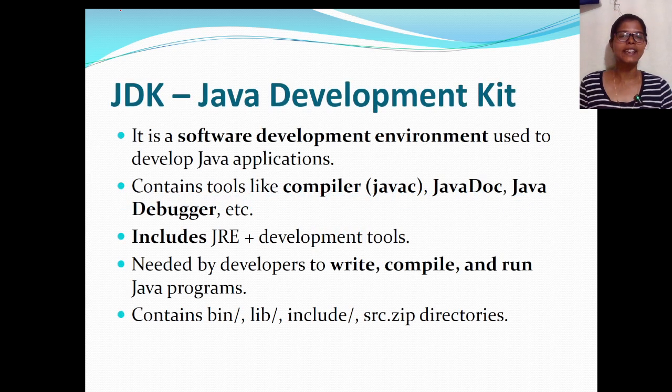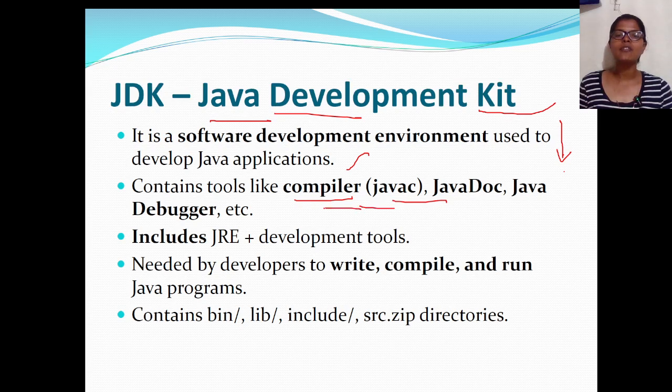First one is JDK. JDK is nothing but Java Development Kit. In every system, to run a Java program, it is needed. Without this, your Java program will not execute, because first you need to compile the Java program. The compiler tool and the debugger, each and every toolkit, is present in this JDK. So the first step to write and execute a Java program is to install the JDK in our system. Without this, we cannot execute the Java program.